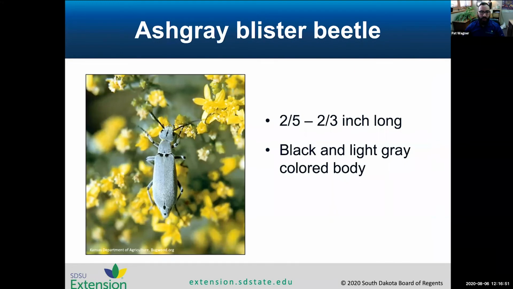Next is the Ashgray blister beetle. Again, these are about the same size as the black, 2/5 to 2/3 of an inch long. As the name implies, the coloration is a light gray, and they'll have some black markings on them as well, like this one here, just some black markings here and there on the antennae, and then some on the legs. But in general, they're going to be that light gray color.